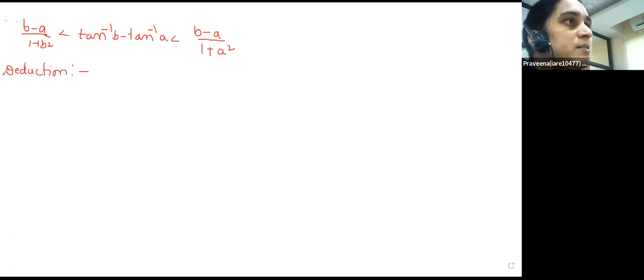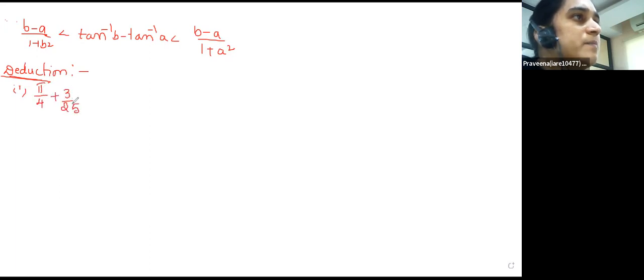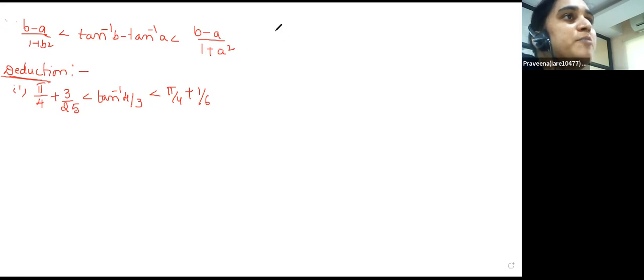For that, the first one: pi by 4 plus 3 by 25 less than tan inverse 4 by 3 less than pi by 4 plus 1 by 6. We have to prove this one from the above part. Let us take what we proved yesterday. Let us take this as the second equation.